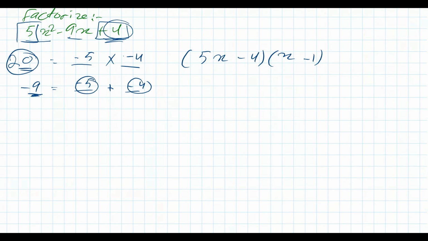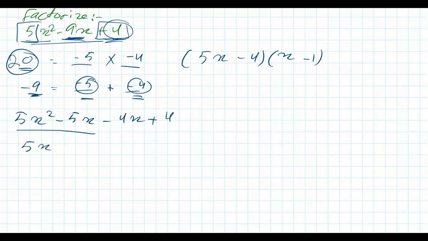After that, instead of negative 9x, I'll put negative 5x plus negative 4x. Then I'll rewrite my expression. It becomes 5x squared, negative 5x, negative 4x, plus 4. Then I'll take 5x as a common factor. This is 5x as a common factor. Then this is x minus 1. After that, I'll take negative 4 as a common factor, and here it becomes x minus 1.